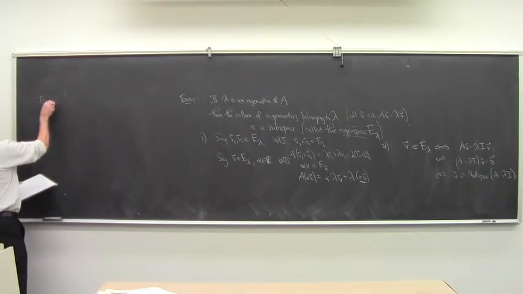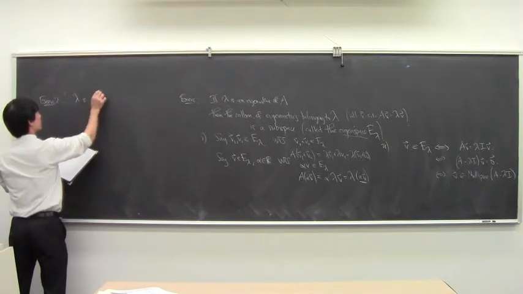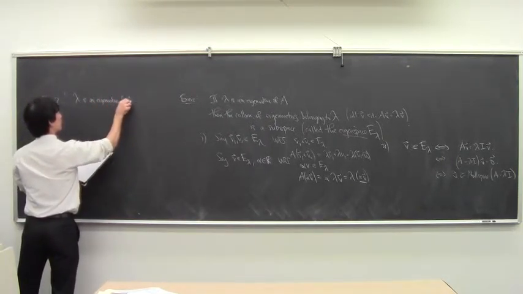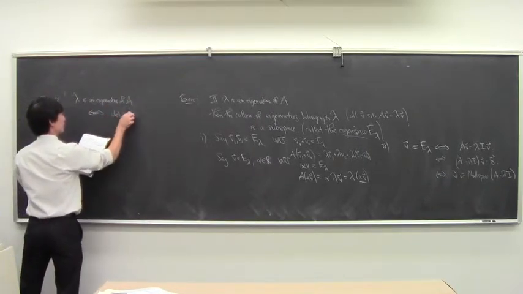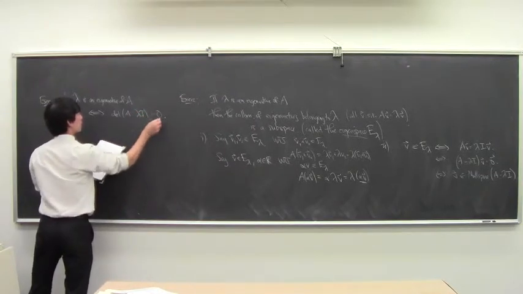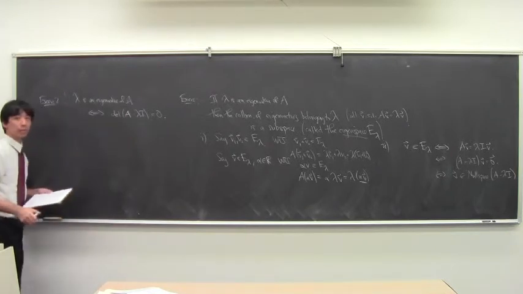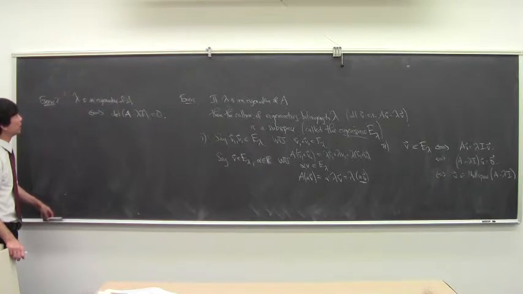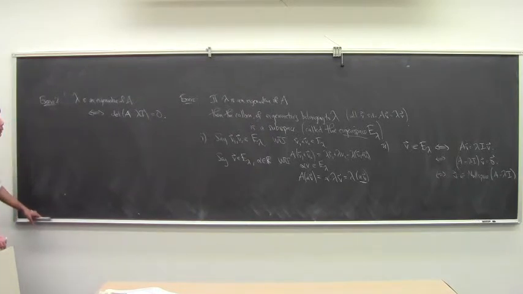Exercise number 2. Lambda is an eigenvalue of A if and only if the determinant of A minus lambda I equals 0. Okay, so think about it for 1 minute and then tell me why.